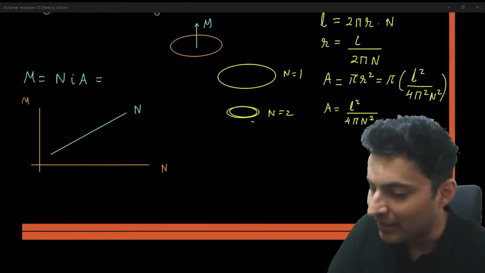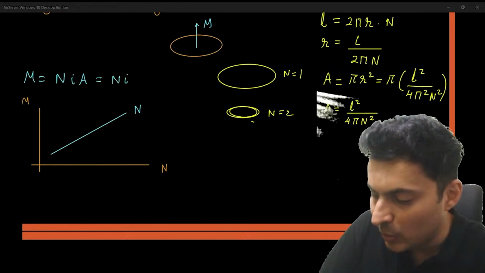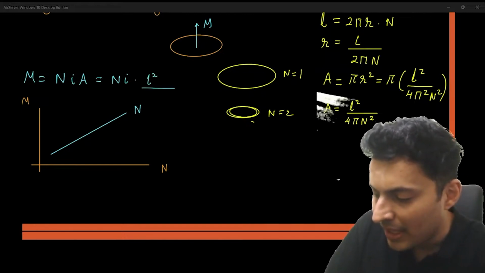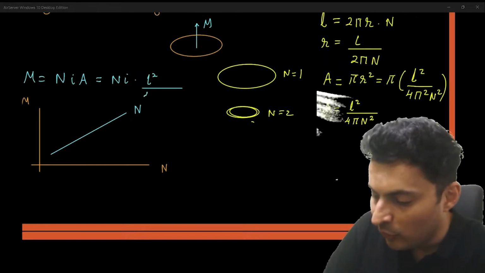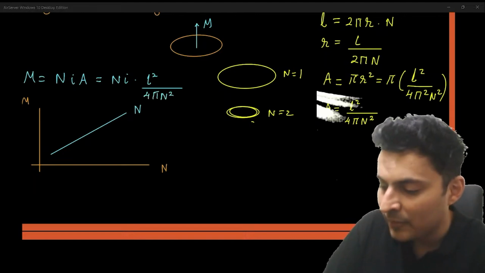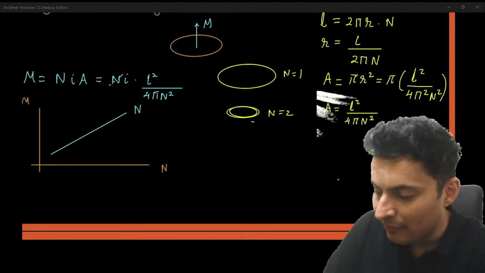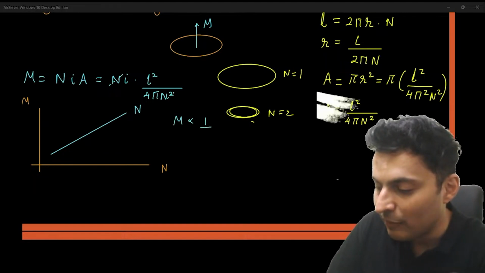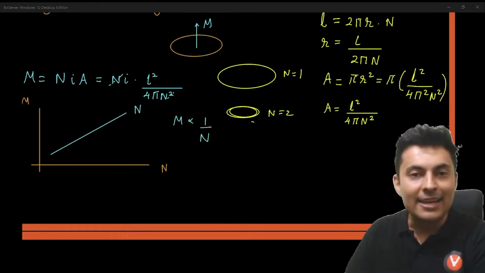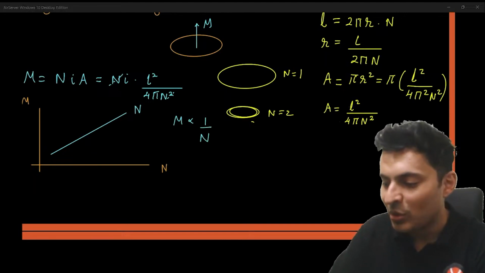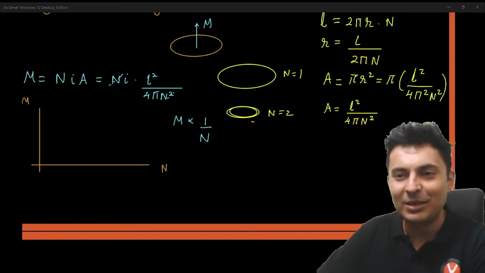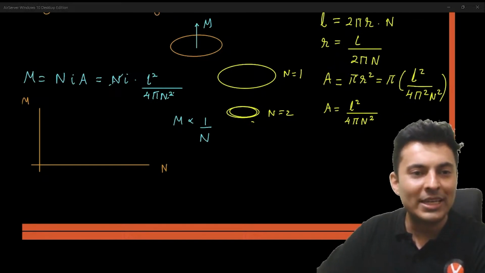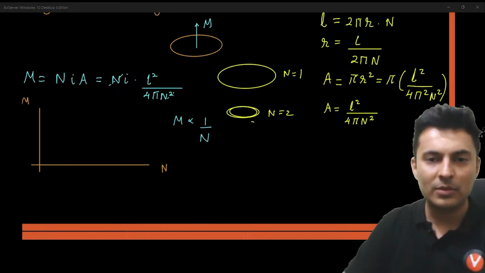If I substitute that over here, number of turns into current, and instead of area, I will put L square divided by 4 pi n square. One of the n here and one of the n over here got cancelled, and the magnetic moment will be inversely proportional to n. So what will I get, my dear students? The entire problem only changed. Can you see that?